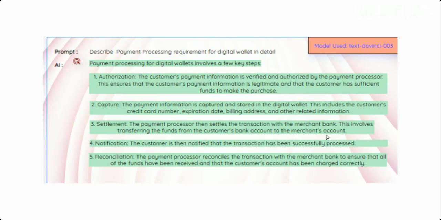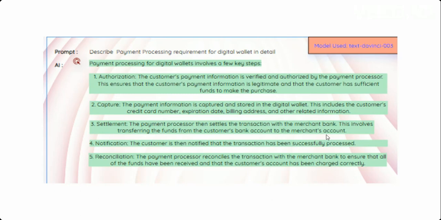The model we are using for such examples is text-davinci-003, which is the latest model. Every time we use models, we should take the latest model to get appropriate results. You can also try these examples. You can go to the OpenAI ChatGPT playground, set this model, and give this question in the playground screen: describe the payment processing requirement for a digital wallet in detail. If you ask this type of question, it will give you the details.